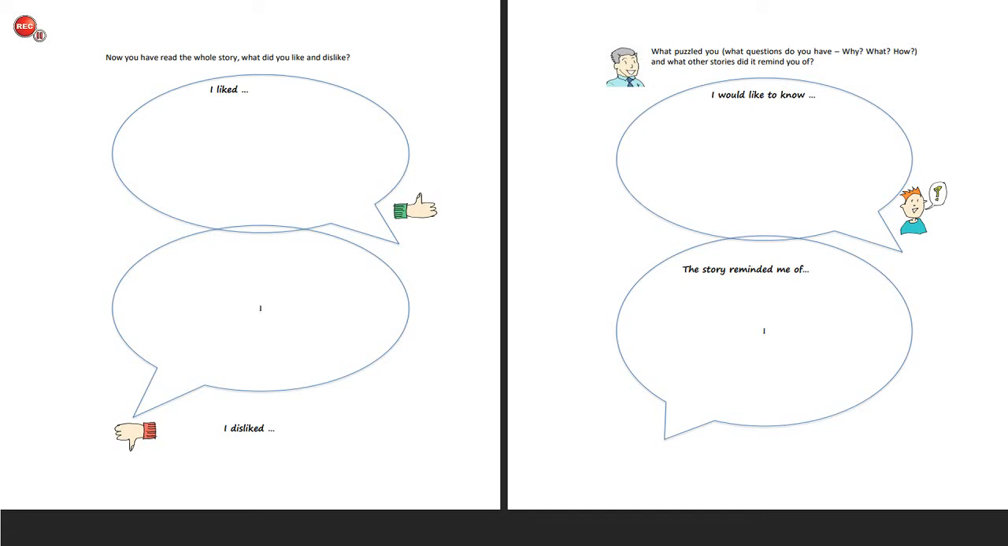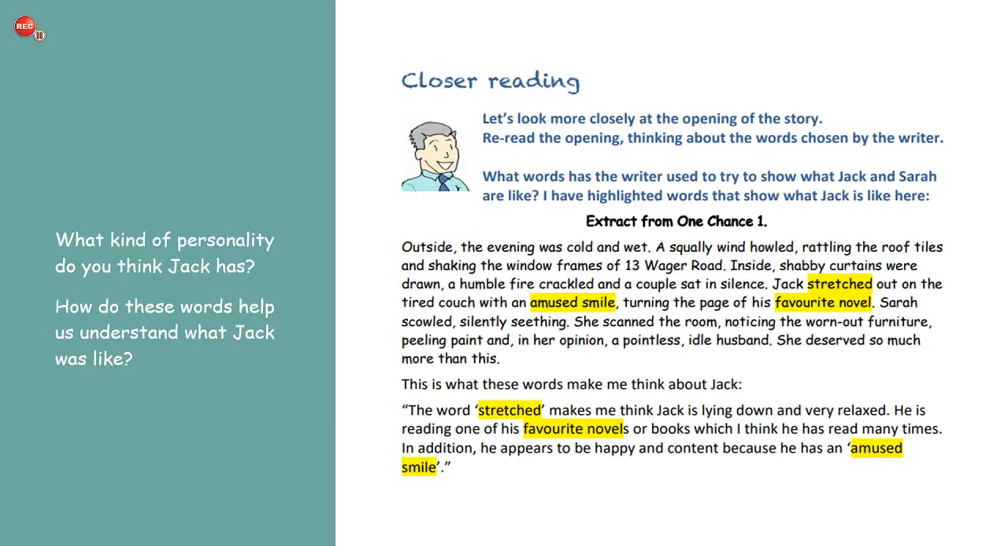Excellent. I hope you've just reflected on that text at a deeper level and given some thoughtful responses. We're going to move on to the closer reader now, and we're going to think about what kind of personality do you think Jack has and how do these words help us understand what Jack was like. So as you can see in the text, some of the words have been highlighted. Now this helps create a picture of Jack.